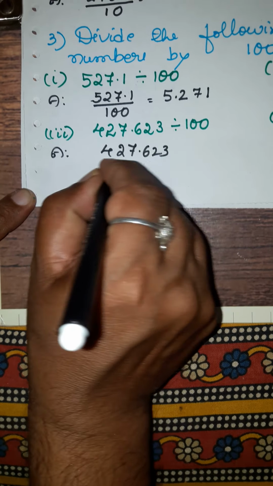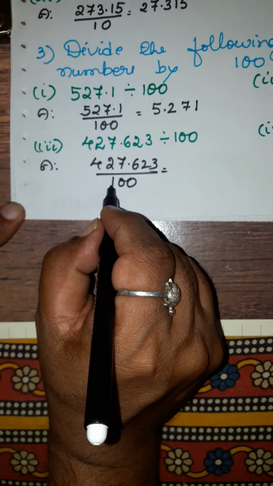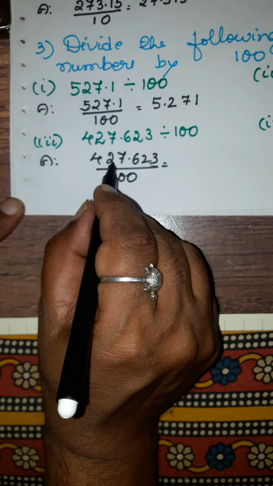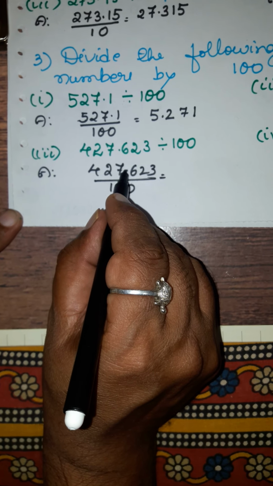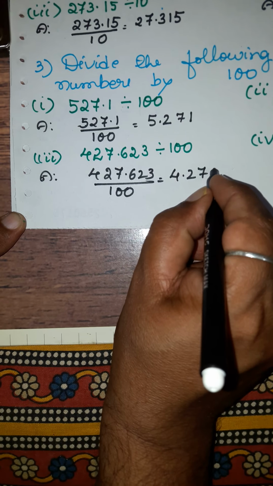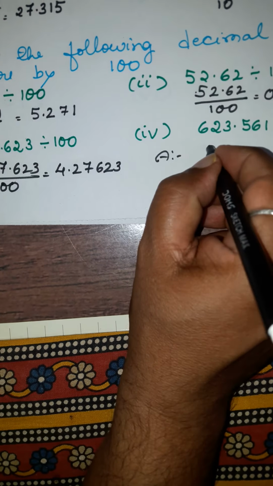Now in the third problem, 427.623 divided by 100. So after 1 there are 2 zeros. So in the numerator you have to move the decimal point to the left by 2 places. You will get 4.27623.